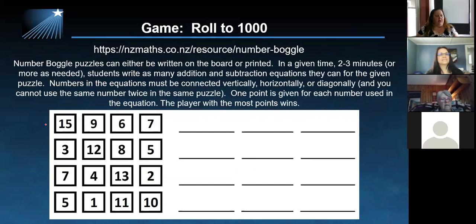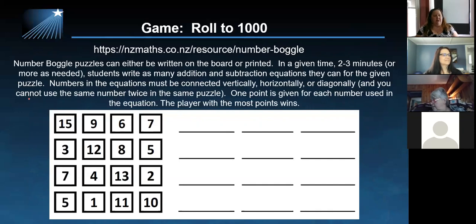So in Number Boggle, much like letter Boggle, when you roll the letters, you then try to make words. Well, in this case, I'm going to give this puzzle, and I'm asking students to come up with solution strategies or equations that they see within the puzzle. So with an equation, I'm also wanting the answer, right? Like something equals something. I want the full equation.